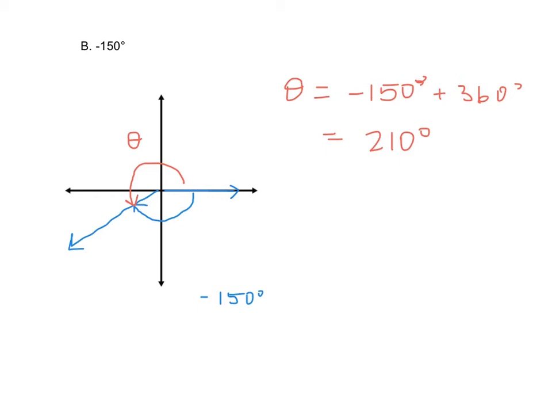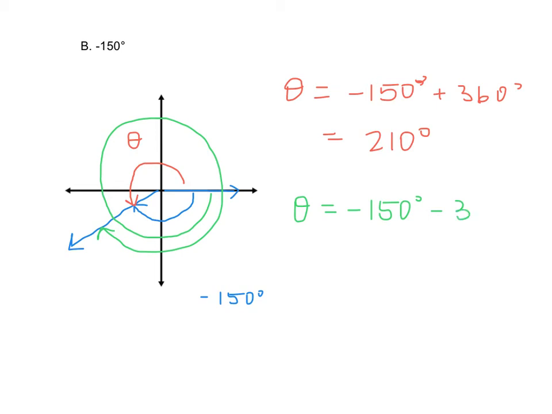Now let's look at the negative angle that's coterminal. We start at that same initial side, and we are going in the clockwise direction, and we're going to make one full rotation and then go all the way to that same terminal side. So to find that angle measure, we're going to go negative 150 minus 360.